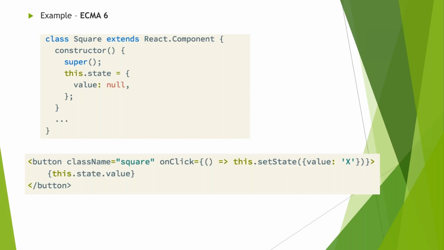So the question is that if I want the state to be a private property, how can I do that in ECMA 6? State by default is a private property. If I am creating an object of square or I'm referencing square, I cannot do square dot state dot a value. I cannot do that. State by default is only available for a class. If you want to pass any value to a child component, you pass it using props, like how I showed you. Does that make it clear?